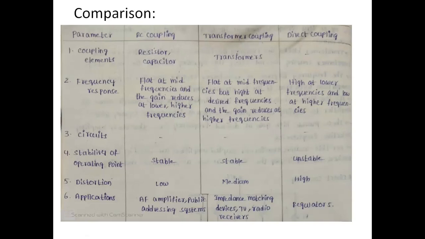It is not preferable for higher frequency amplifications. That means if you want amplification at higher frequencies, it is not preferable. As compared to RC coupling and transformer coupling, it gives higher distortion because there is no stability of the operating point. So this is the comparison of RC coupling, transformer coupling, and direct coupling. Okay, so thank you.